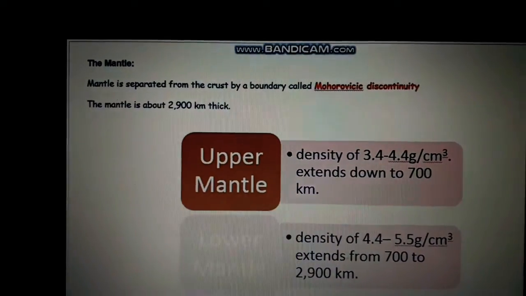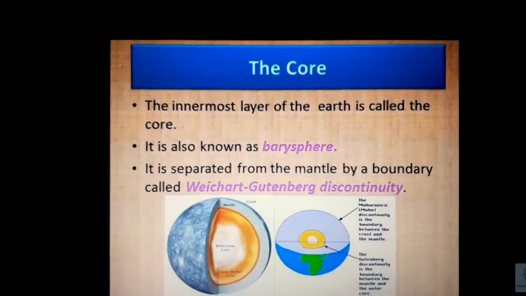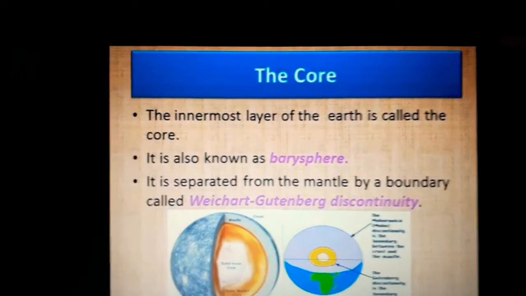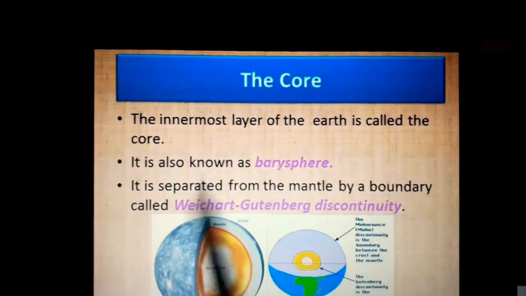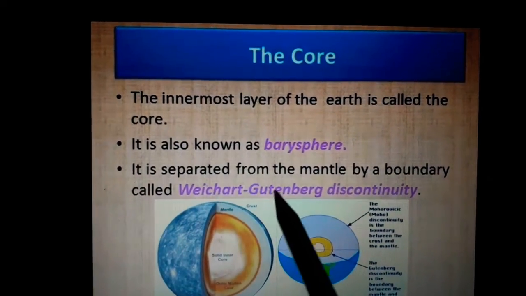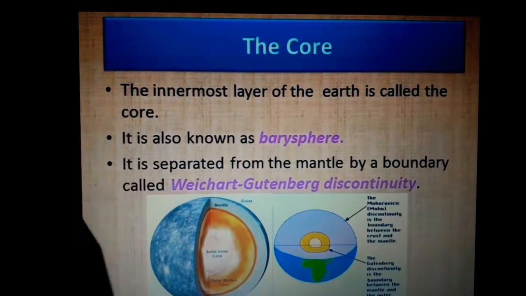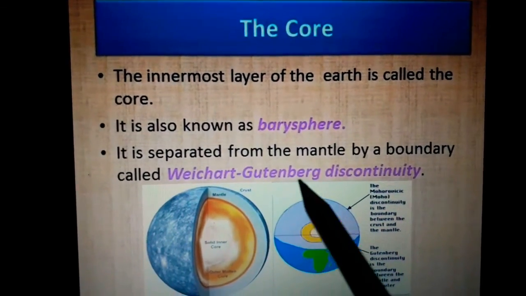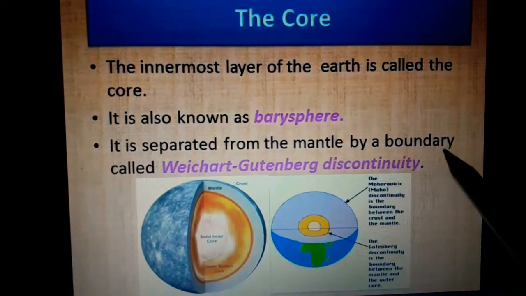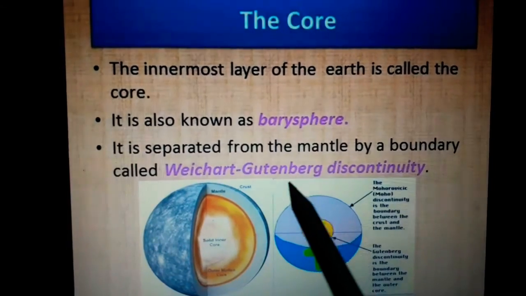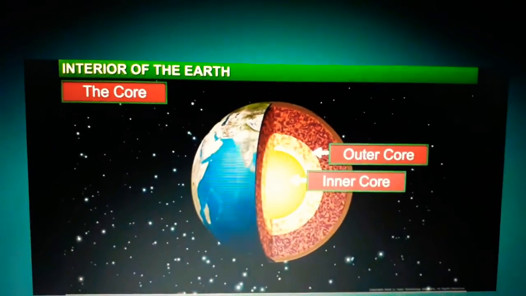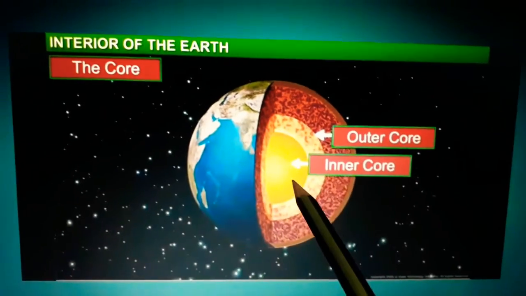Okay. Next we'll move on to the next layer, that is the core. This is the innermost layer of the earth, the very center point. The earth's center is called the core, and it is also known as barysphere. It is separated from the mantle by a boundary called Weichert-Gutenberg discontinuity. Okay, the core is separated from the mantle by a boundary called Weichert-Gutenberg discontinuity. Next we'll see the core classification, that is outer core and inner core.